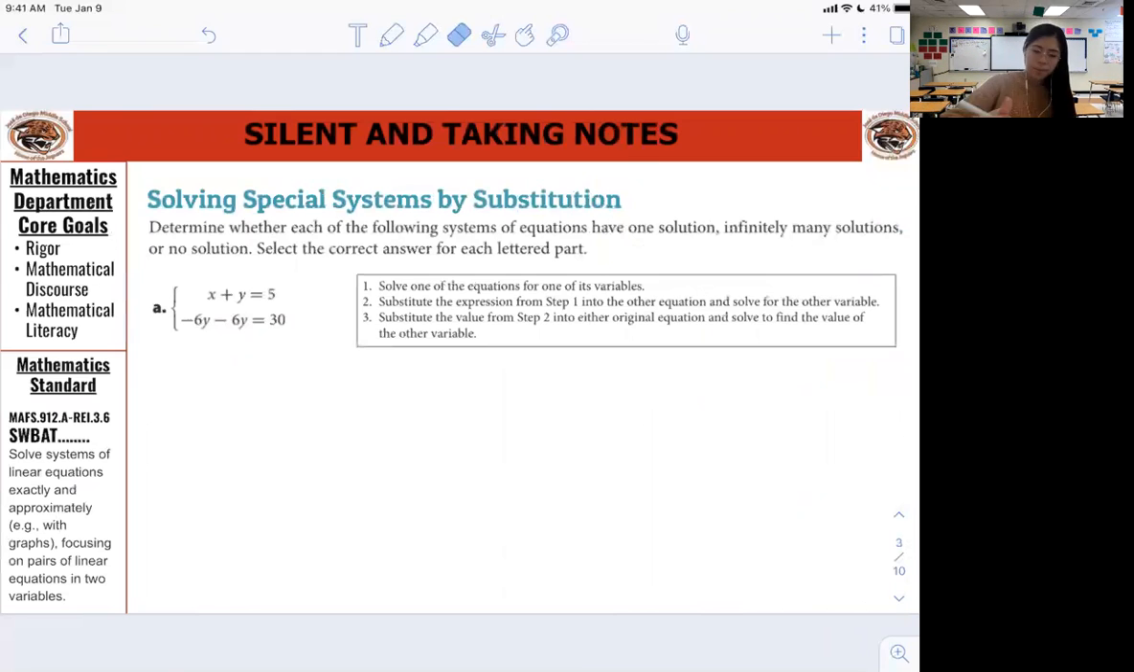All right, something I did with my period 7 yesterday was instead of labeling them as equation 1 and equation 2, I started to label them equation A and B, just so I don't confuse letters and numbers.